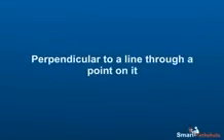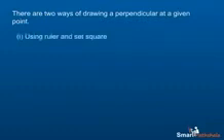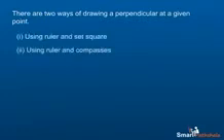Let us learn to draw a perpendicular to a line through a point on it. There are two ways of drawing a perpendicular at a given point. 1. Using ruler and set square. 2. Using ruler and compasses. Let us learn the first method for making a perpendicular.